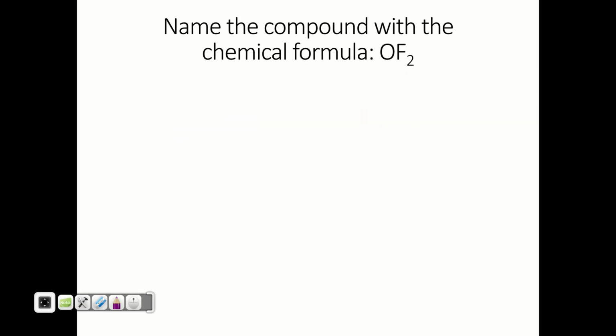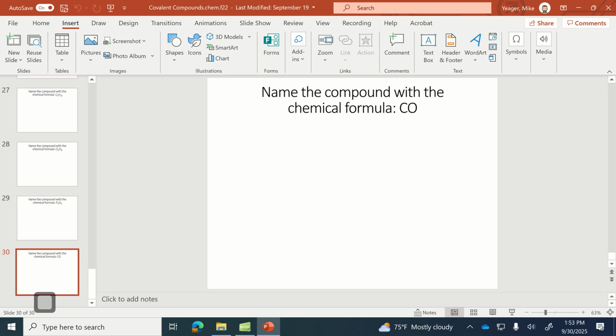To go back, this should have been oxygen difluoride. This one's going to be dichlorine octoxide or octaoxide. Tetraphosphorus hexoxide. Carbon monoxide. The end. All right, so that's it for that one. Hopefully we get the idea and go from there, and now you'll have them all mixed up, so that'll be the tough part. Good luck, good luck.